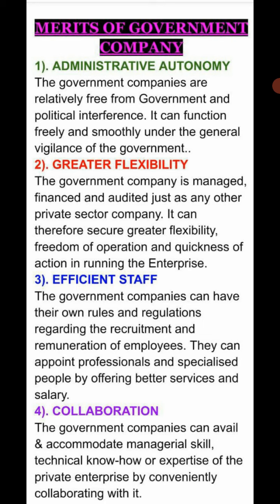And the last one is collaboration. Collaboration means combination, means mixing up. So the government companies can avail and accommodate managerial skill. That means they can hire the managerial skill, technical know-how, or the expertise of private sector enterprises by conveniently making a collaboration or joining with them.